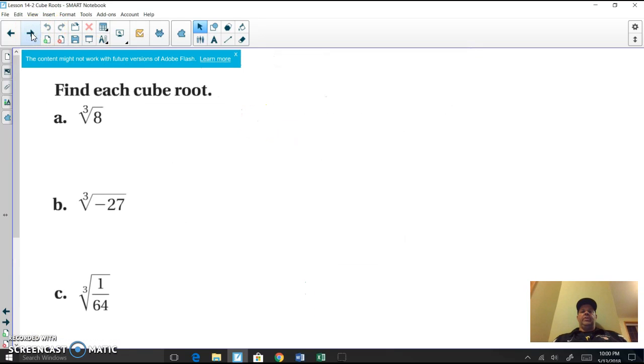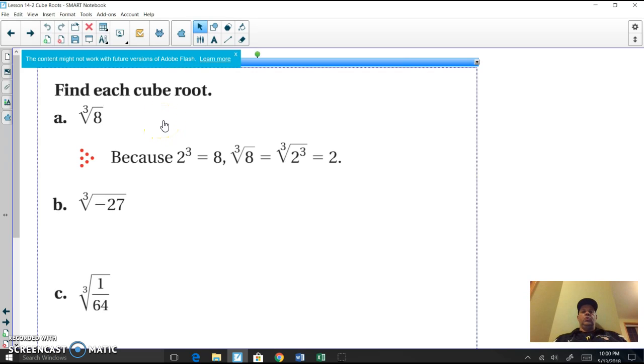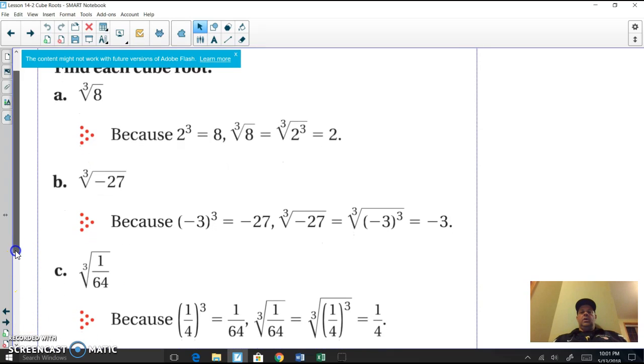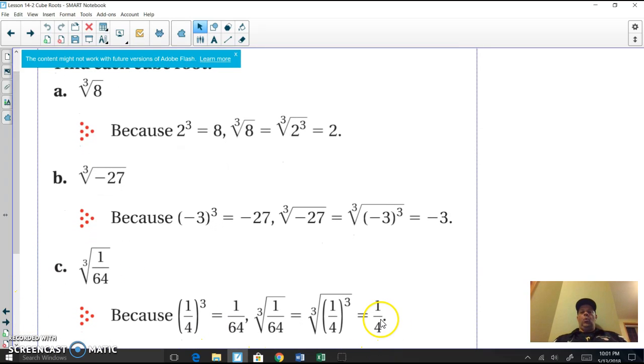Please find the cube root of each of these 3 answers. Notice in the first one, we can take 2 times 2 times 2, therefore our cube root is 2. Notice we have a negative. When we were talking square roots, we knew that we could not do that. But when we do cube roots, we know that it is -3, because -3 times -3 times -3 is -27. And in our last one, we can do the same thing. The cube root of 1 is 1. The cube root of 64 is 4. Therefore, our answer is 1/4.